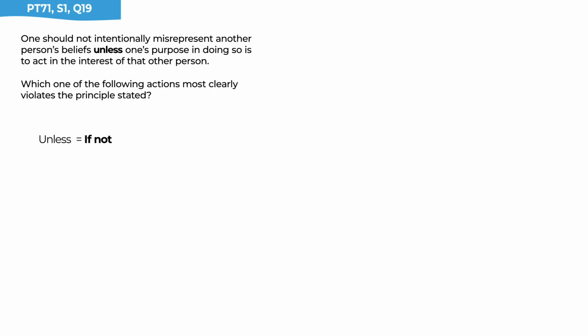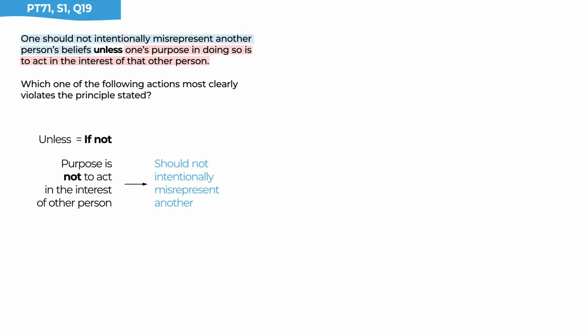The if part of a rule goes on the left, and if not is just saying we'll put the negated version of this on the left. The idea that comes after unless is that your purpose is acting in the interest of some other person. Since we are thinking, okay, if not, we're going to say if your purpose is not acting in the interest of another person, then you should not intentionally misrepresent their beliefs. All right, so we have a principle, it's a conditional rule. We used unless, if not, to make sure we set it up correctly.